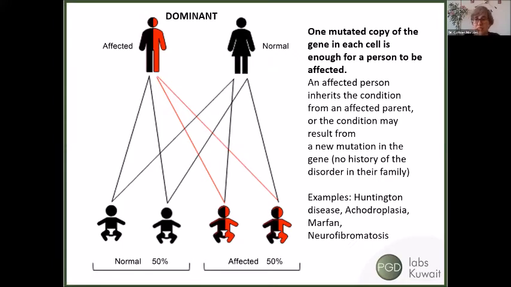As we can see here in the picture, we have an affected father who has only one copy of the gene mutated, and the risk for the couple to have affected children is 50%. This means that in each pregnancy, the child has a 50% chance of being affected like the father.